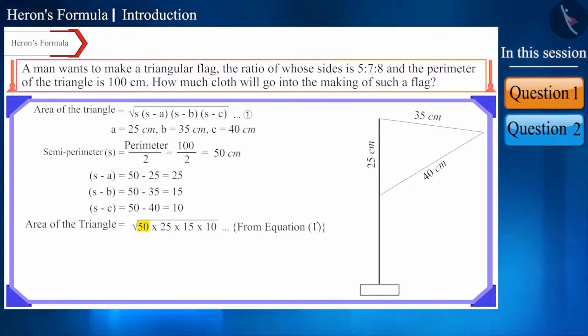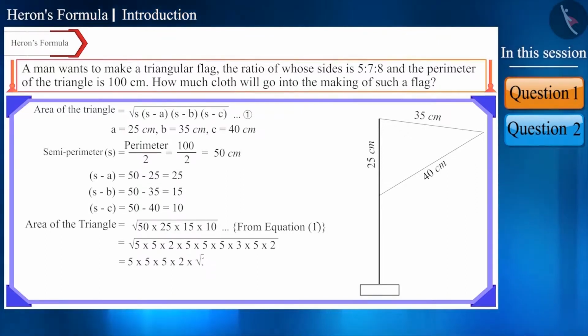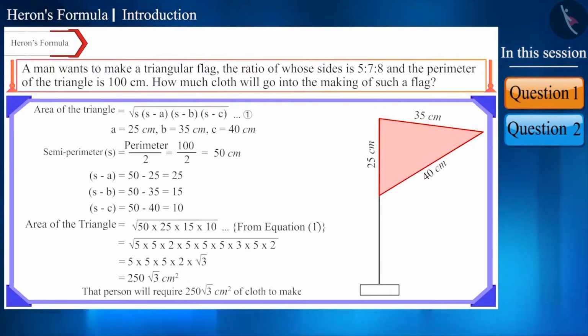Here, we can write 50 as 5 multiplied by 5 multiplied by 2, 25 as 5 multiplied by 5, 15 as 5 multiplied by 3, and 10 as 5 multiplied by 2. Now friends, here the number 5 occurs 6 times and the number 2 occurs 2 times. By taking these numbers out of the square root, we will write the number 5 three times and the number 2 once. And we will write the number 3 within the square root. In this way, we will get our answer. Hence, the person will require 250 root 3 square centimeters of cloth to make the flag.